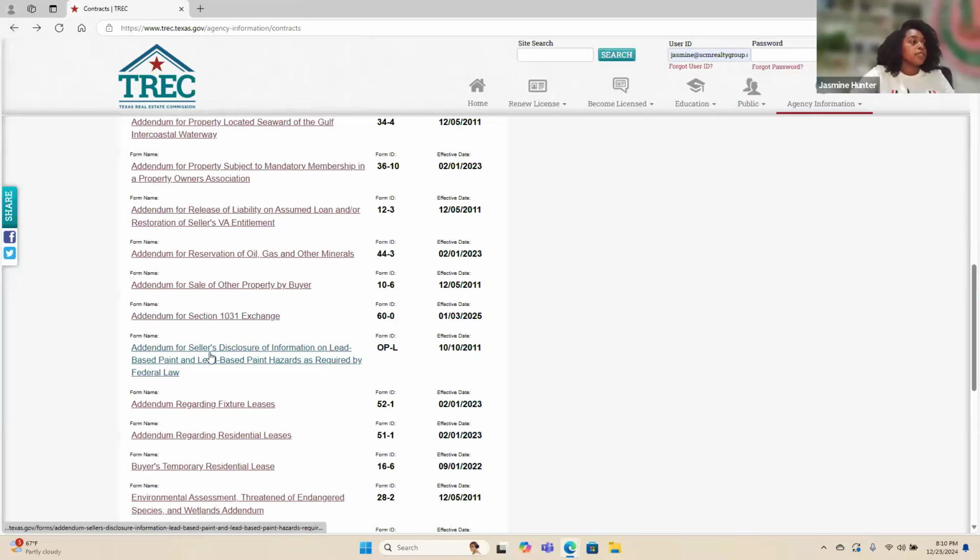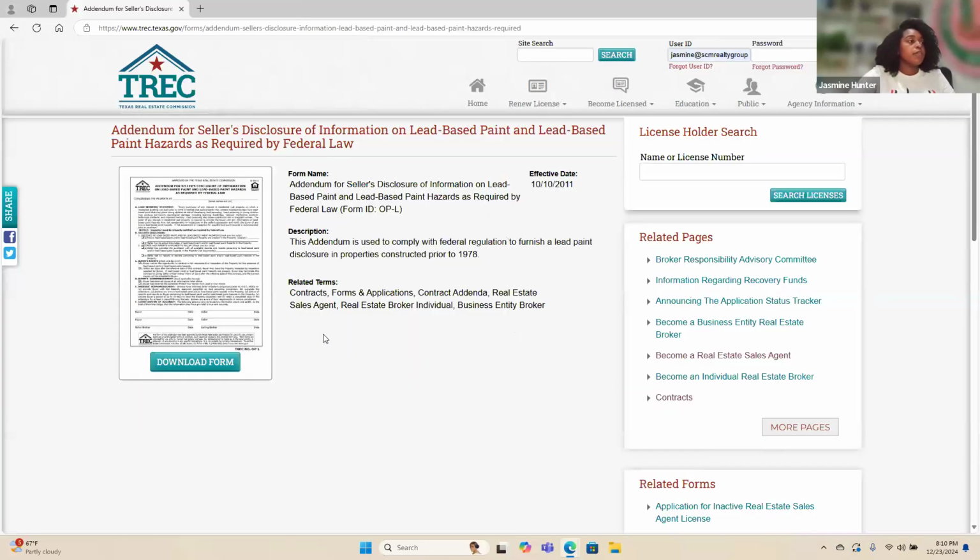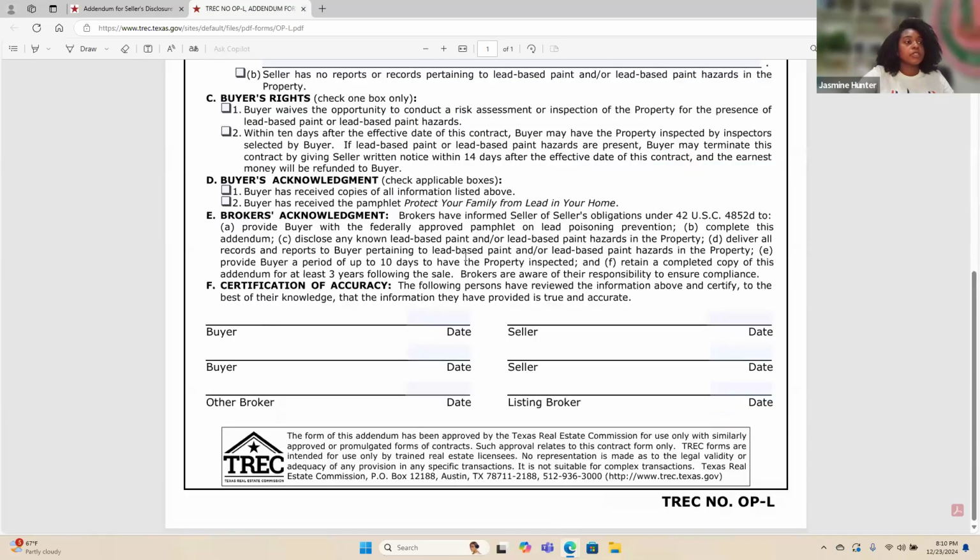Okay. So the lead based paint. This one is one of the only documents that's an addendum that actually has a signature for the brokers or the broker associates, which would be you guys. Okay.